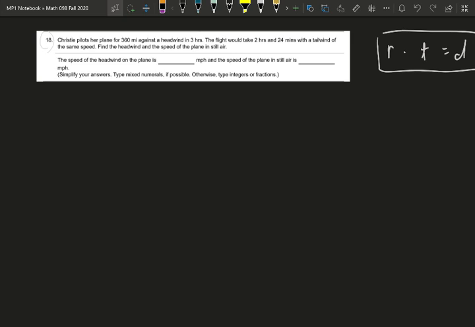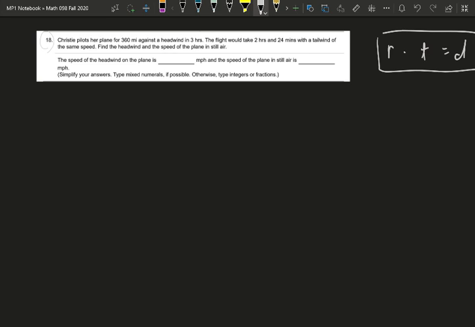Christy flies her plane for 360 miles against a headwind in 3 hours. So she's going against the wind right here. The flight would take 2 hours and 24 minutes with a tailwind of the same speed. Find the headwind and the speed of the plane in still air.